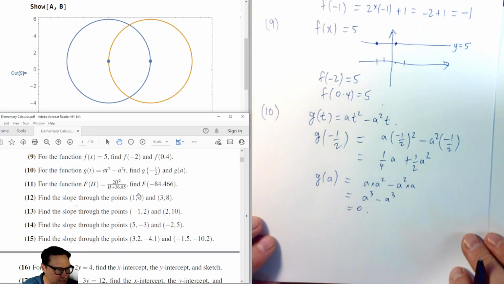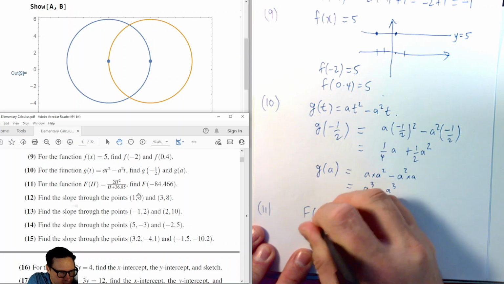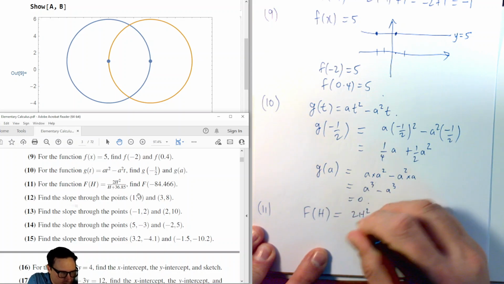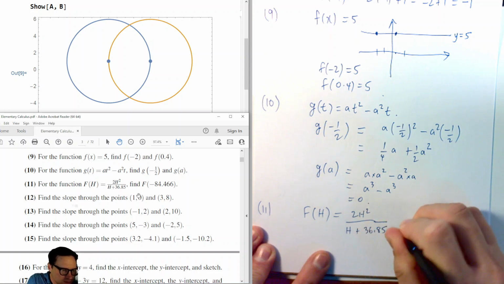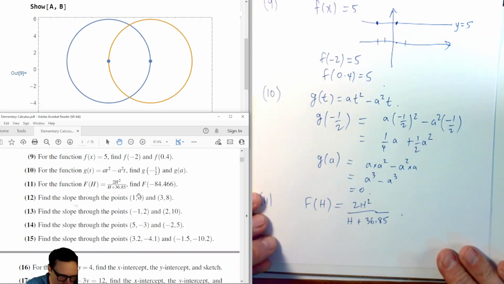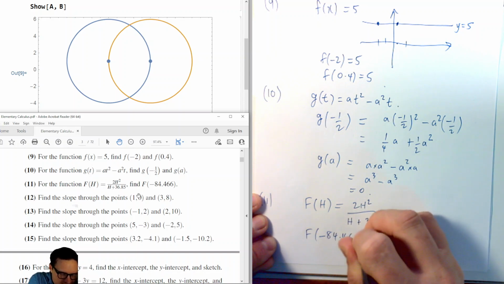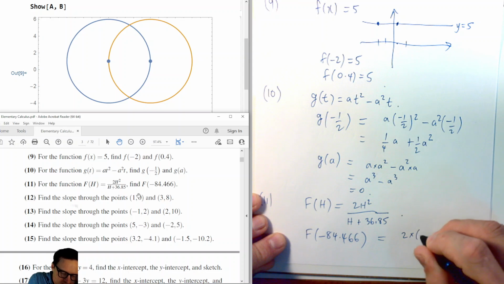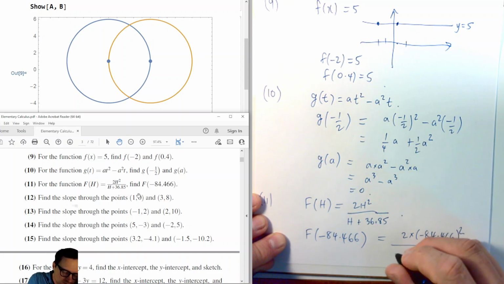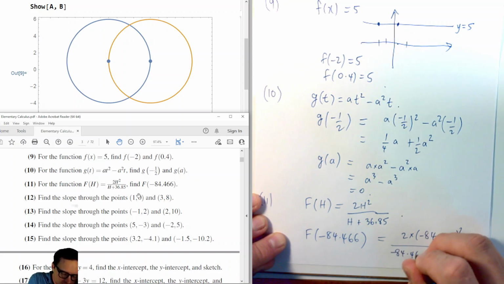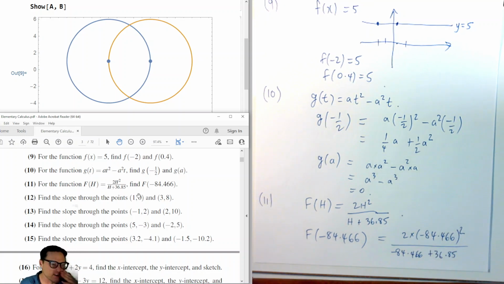Okay, question 11. For the function f of h is 2h squared over h plus 36.85. Calculate f of minus 84.466. Okay, f of minus 84.466 is equal to 2 times minus 84.466 squared over minus 84.466 plus 36.85. So this is a calculator exercise.